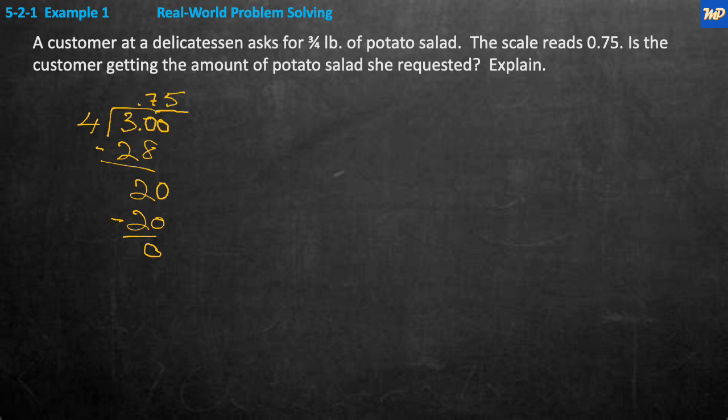And what did the scale read? So it read 0.75. And our answer is 0.75. And so they are equal to each other. So yes, the amount of potato salad she requested is correct. And we explained by showing that the 0.75 is equal to 0.75.